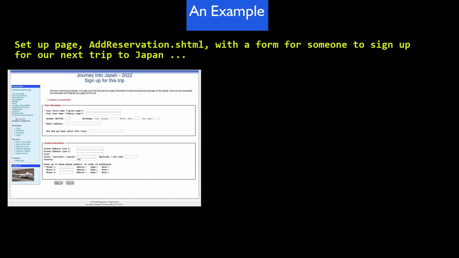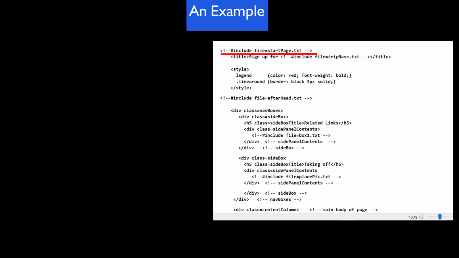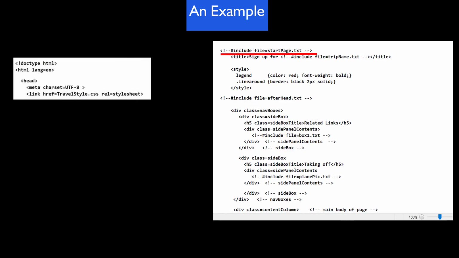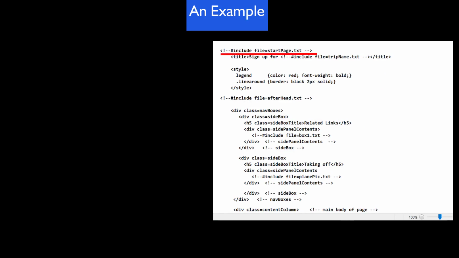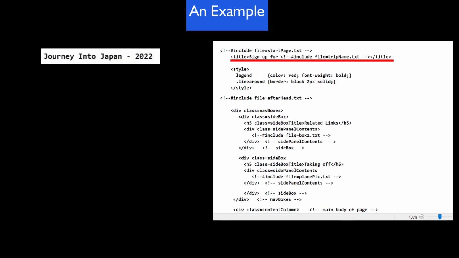We'll set up a page, addreservation.shtml, with a form for someone to sign up for our next trip to Japan. Here's the HTML. We start with our include for a file startpage.txt, which looks like this. And then in our title statement, we say sign up for and another include, tripname.txt, which is just this little bit of text.